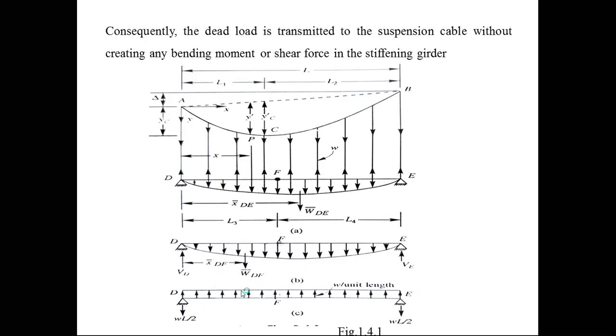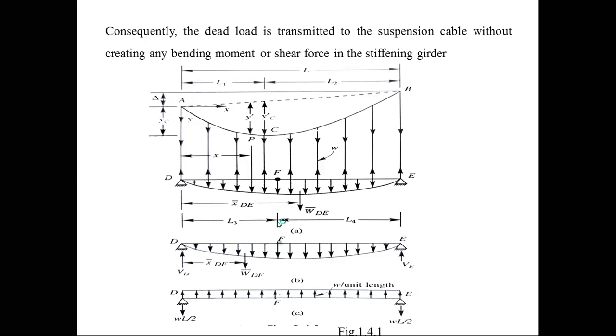So figures B and C will give the analysis of the stiffening girder. Let us see all these things. Take the coordinate from the left support A, with x in the x-axis direction and y, at any point P on the cable. So x is the distance from the left-hand support, and y dash is measured from the inclined line.